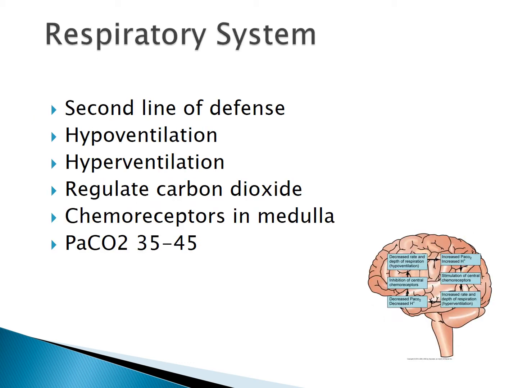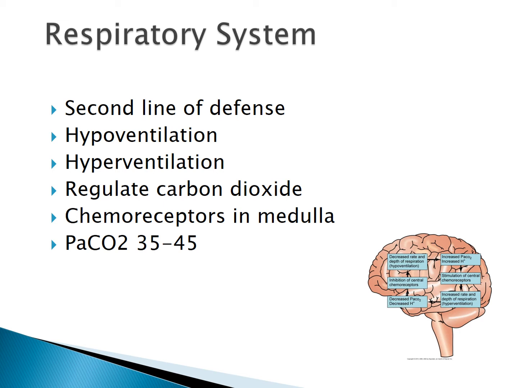Your respiratory system is your second line of defense against your acid-base imbalances when the chemical buffers alone cannot correct your blood pH. This will occur within minutes, so this is also pretty fast, but not quite as fast as your chemical buffer system. If a patient is hypoventilating, they will retain acids. If they hyperventilate, they excrete acids. Your lungs relate to carbon dioxide that combines with water to form carbonic acid.